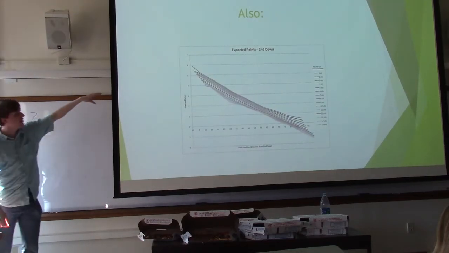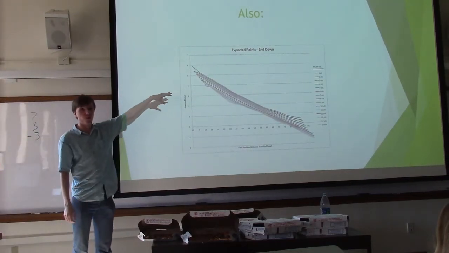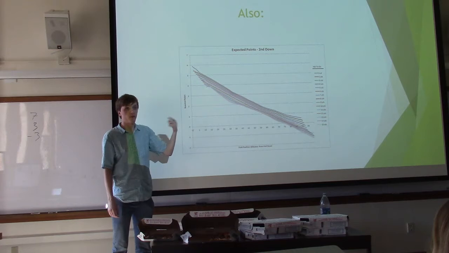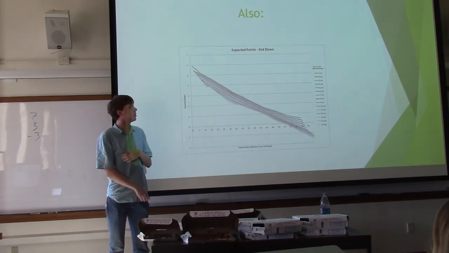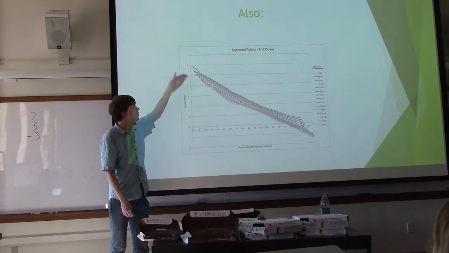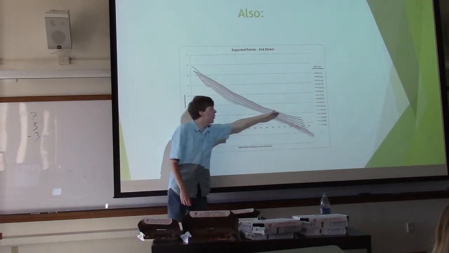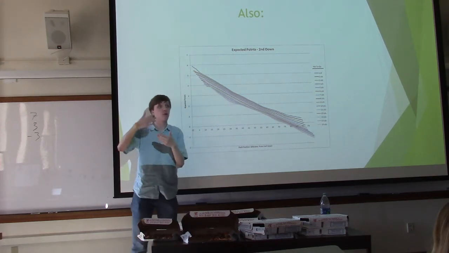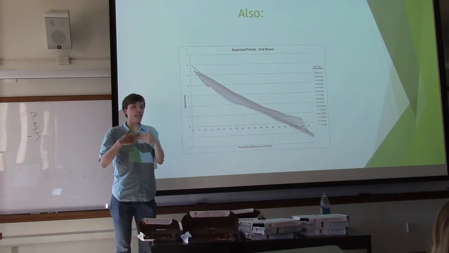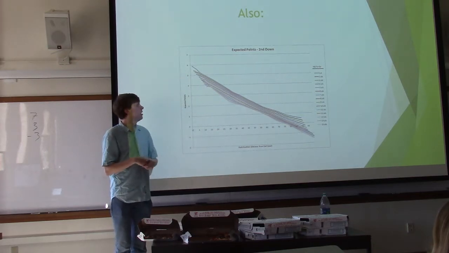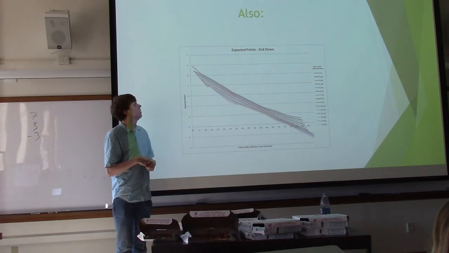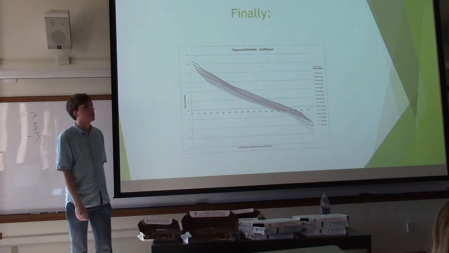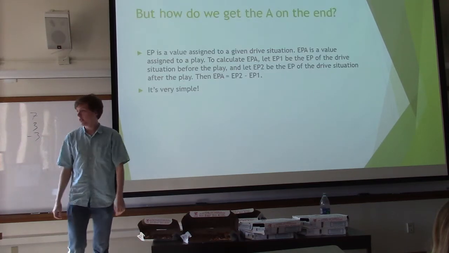Okay, so now here's some more graphs. For first and 10 we just do the one line. Second down, we have to do several lines, one for all the different possible total yardages to go. It's the same idea. Note that as we get closer and closer to the end zone, the number of points that we should expect to get next gets closer and closer to 7. Next one, this is for third down. Again, same idea. Let's keep going.